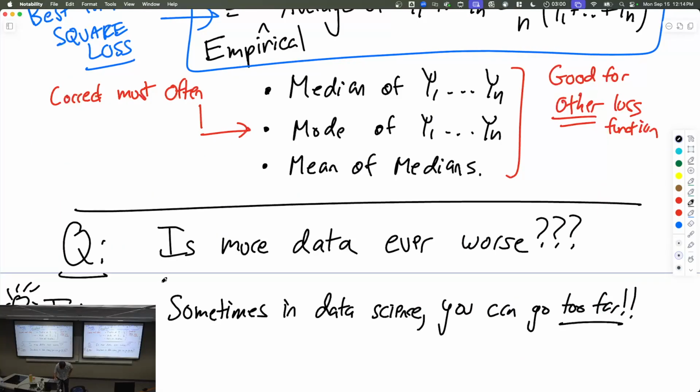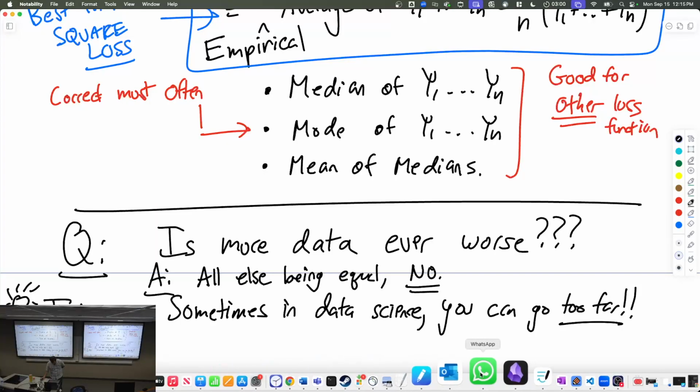I'm going to say, all else being equal, no. So more data is always better as long as everything else is equal. We're going to see this idea, you can go too far, and that's going to be a situation where all else is not equal. We're going to see that, hopefully by the end of today's class. So the green one is not the right one.